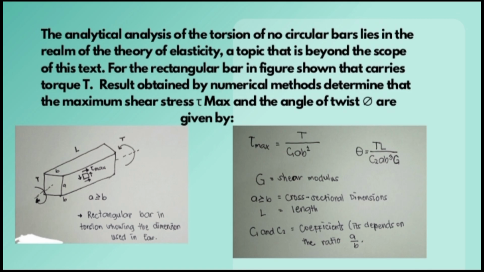So the formula for solving tau max is torque over C1 A times B squared. And then theta is equal to torque times length over C2 A times B cubed G. Always remember that G is the shear modulus, A greater than or equal to B is the cross-sectional dimension, and L is the length. C1 and C2 are coefficients, and they depend on the ratio of A over B.